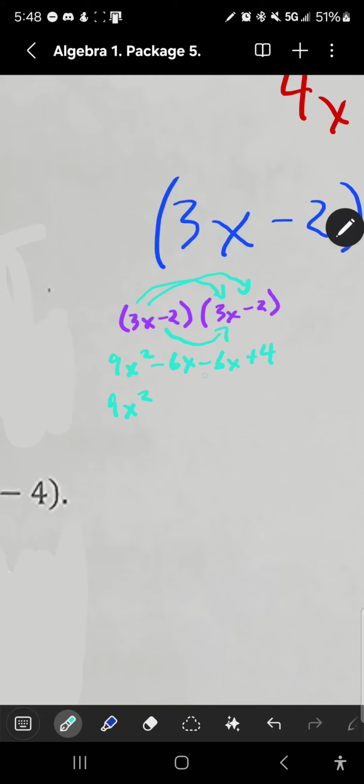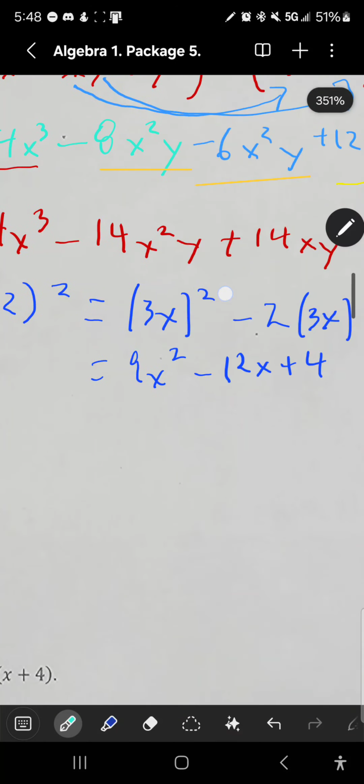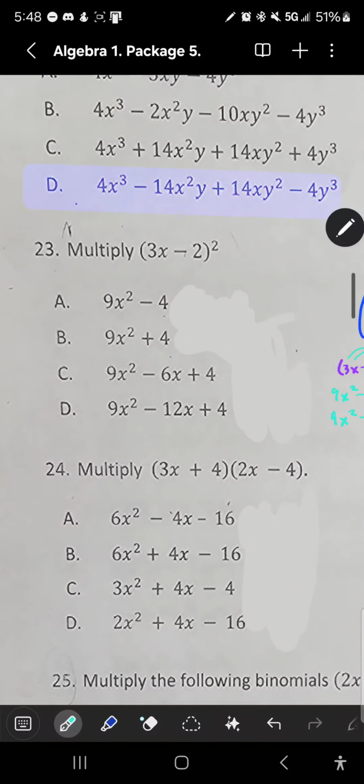Now we have a negative 6x minus negative 6x, so we keep the sign, add them together, and get negative 12x, and then we keep the 4. And you see we got the same answer, which is D.